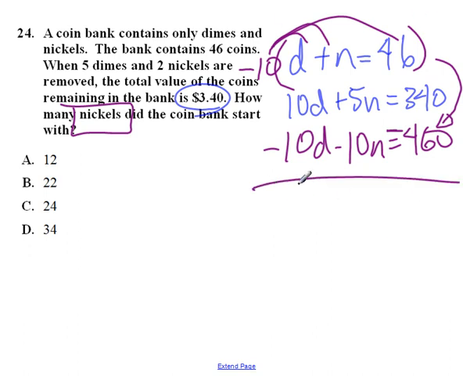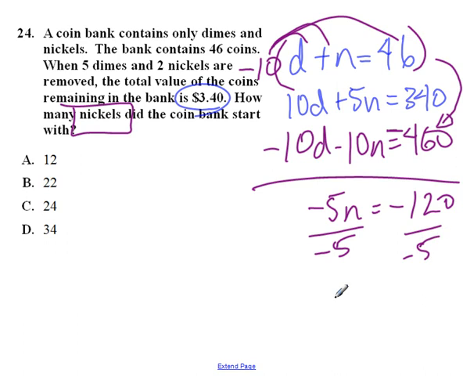Alright, let's combine that up. Dimes are going away. Nickels are going to be minus 5 nickels equals, what's 460 minus 340, is negative 120. Divide by negative 5, which is a good thing because otherwise we'd have a negative amount of nickels and that would not be cool. 5 goes into 120, what's it, 24 times. So we got 24 nickels right there. If you want to check it out, do 46 minus 24 and see if that amount of dimes is going to fit into your bottom equation and make things right. I trust that it will.